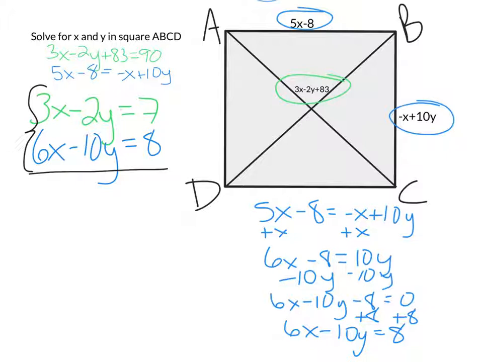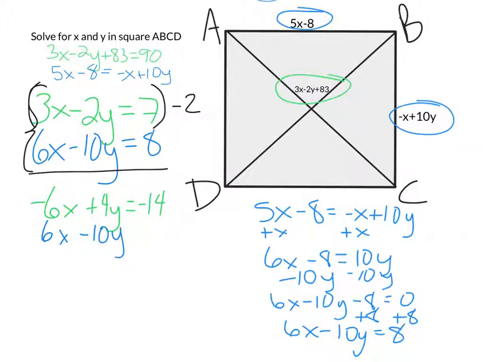If I were to multiply this entire top equation by a -2, I'd end up with, and I'll put it back in green, negative 6x plus 4y equals negative 14. Everything's got to get multiplied. But the blue one stays the same. So we got 6x minus 10y equals 8. So the blue one stays the same, but the green one changes because I multiplied it by that -2.